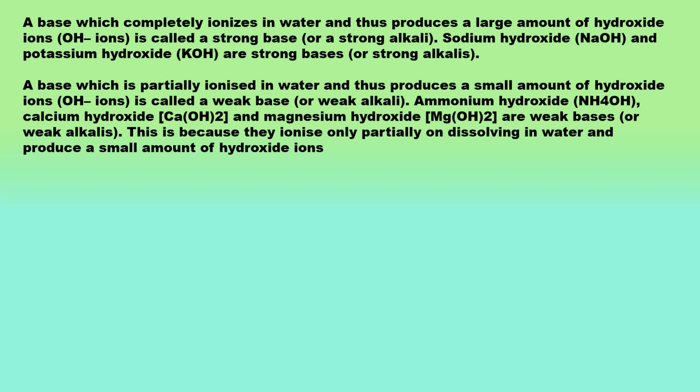A base which is partially ionized in water and thus produces a small amount of hydroxide ions is called a weak base, or weak alkali. Ammonium hydroxide, calcium hydroxide and magnesium hydroxide are weak bases, or weak alkalis. This is because they ionize only partially on dissolving in water and produce a small amount of hydroxide ions.